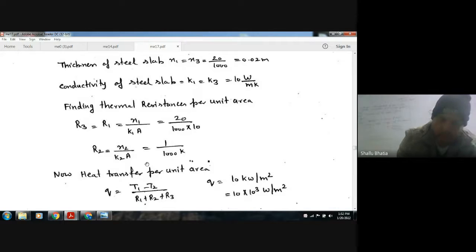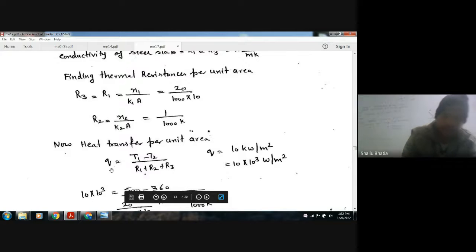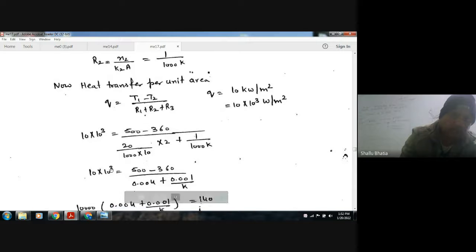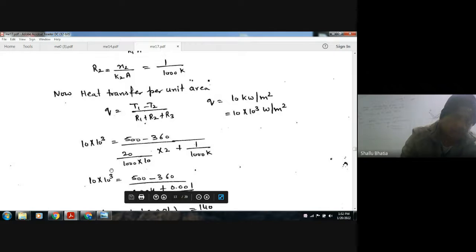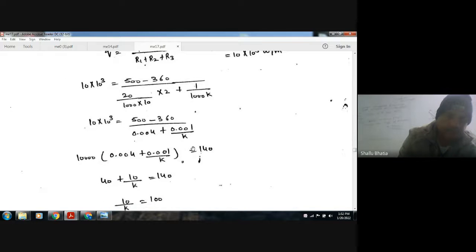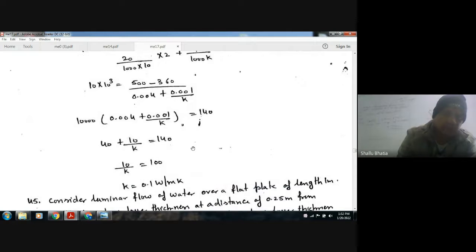So the heat transfer per unit area is the factor which is favoring the heat transfer, that is the temperature difference, divided by the factors which are resisting the heat transfer. That will be equal to Q. Putting the values, K is the conductivity of this sandwich, so we can find K. Solving it, K is 0.1 watt per meter per degree.